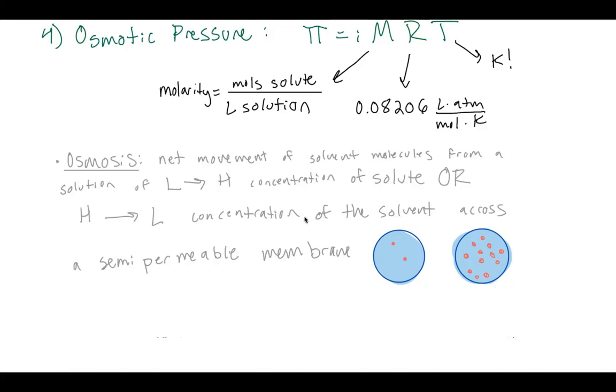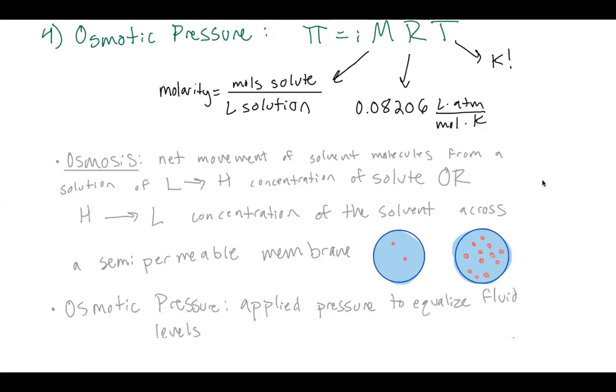If that confused you, just think of osmosis as the movement of solvent molecules from a high to low concentration. But in chemistry, they do like to define this as low to high concentration of solute, even though the solute is not moving, because we have a semi-permeable membrane that's going to separate our two solutions. So what is osmotic pressure? Osmotic pressure is the applied pressure to equalize fluid levels.